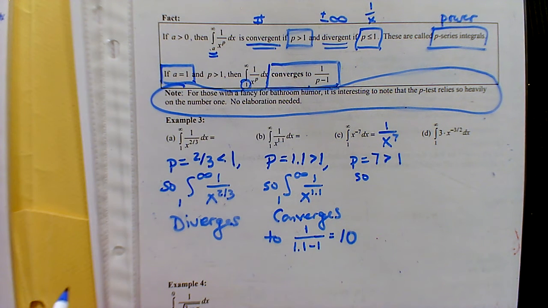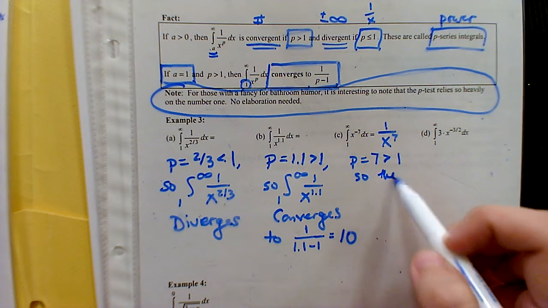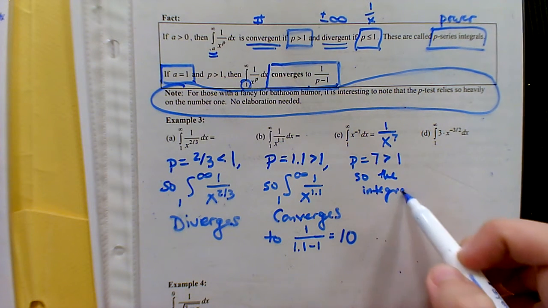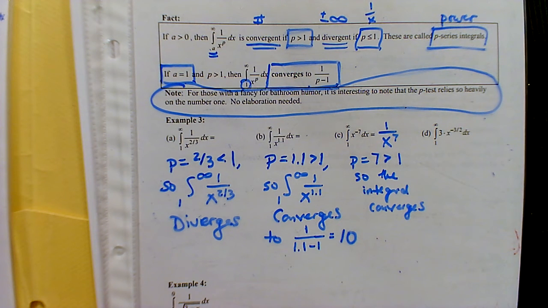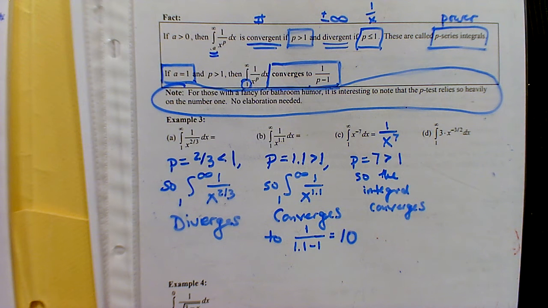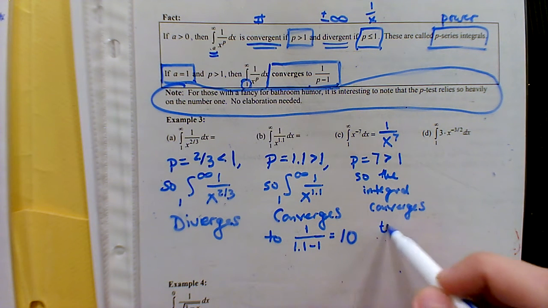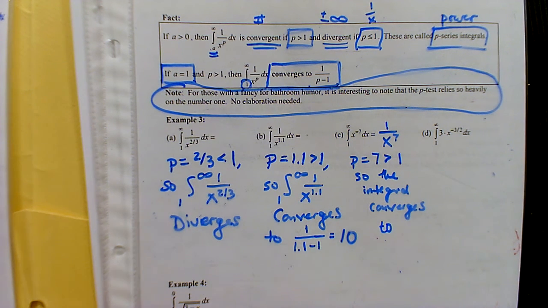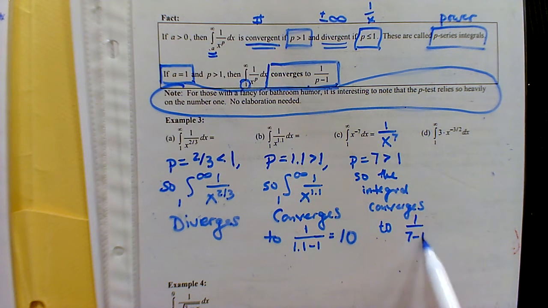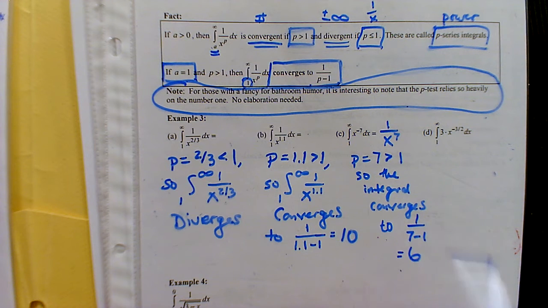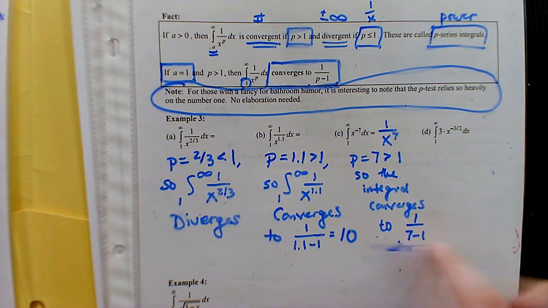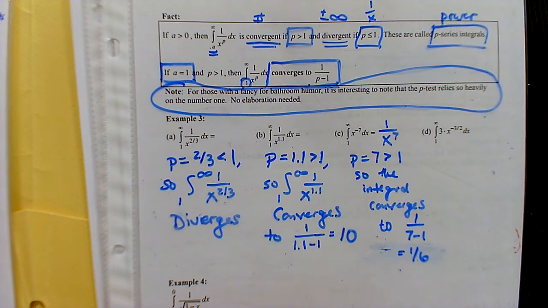So what does the integral do? Converges. So the integral converges. Is the lower bound 1? Yes. So we should be able to figure out what it converges to. We need 1 over the power minus 1, which would be 1/6. We doing okay?